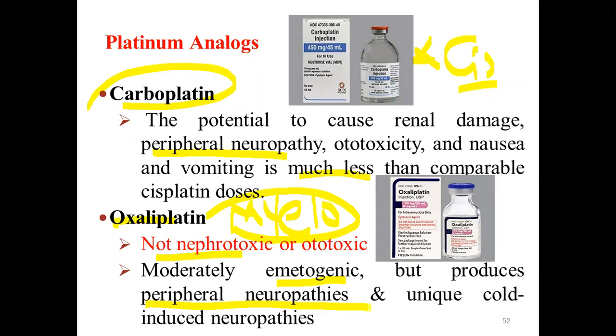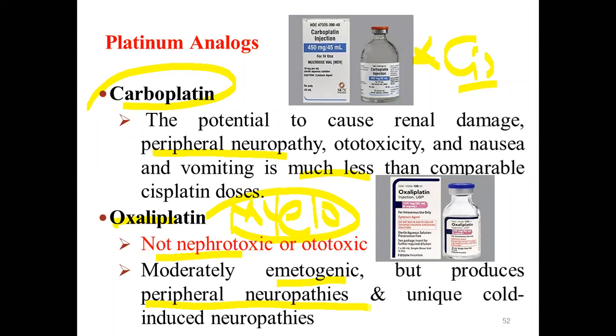Because of that, we have to advise our patients on an oxaliplatin combination regimen to avoid any cold beverages like soda and even milk, and any cold products, and to have adequate wear during the cold season.